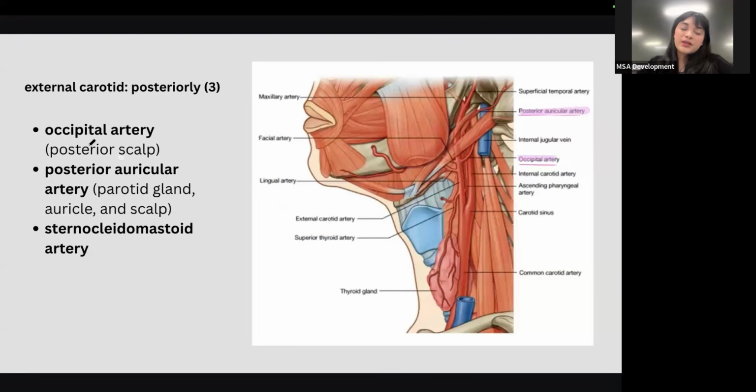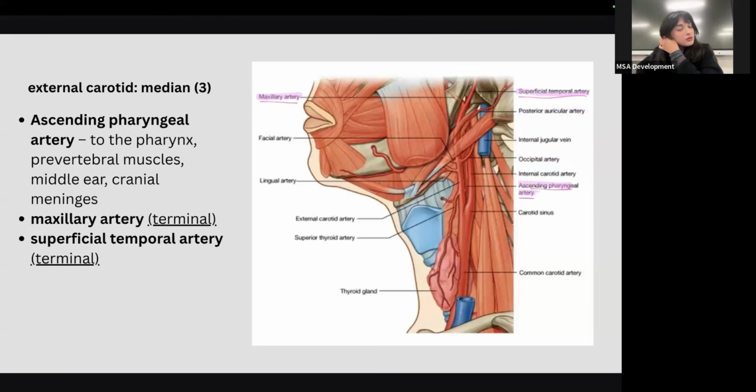Then the posterior ones. Number 1, you have the occipital artery. Okay, so let's go up the external carotid. Okay, go up, up, up. The first one, this posterior branch, is the occipital artery. Then you go up again, then you have the posterior auricular artery. And then you have the sternocleidomastoid artery, which is not shown in this diagram.